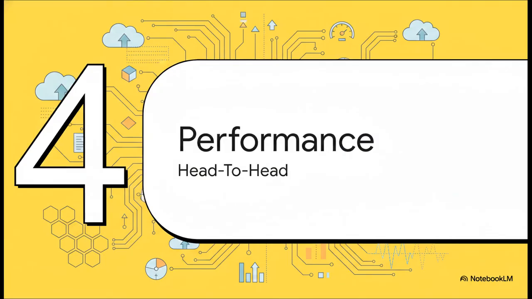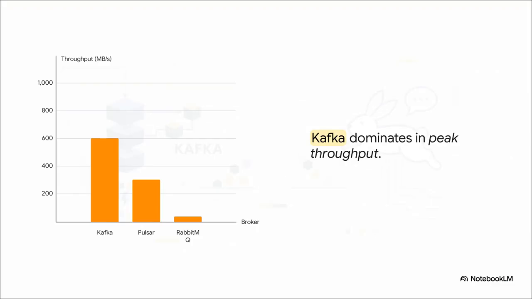Let's look at the numbers. Section 4, Performance Head-to-Head. Now, what's really interesting about these exact benchmarking figures from Confluent, who tested these systems on cloud hardware, is the staggering difference in peak throughput. When pushing these systems to their absolute limits, Kafka hit an incredible 605 megabytes per second. Meanwhile, RabbitMQ capped out around 38 megabytes per second.